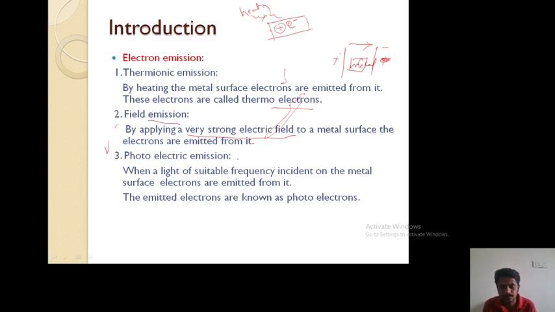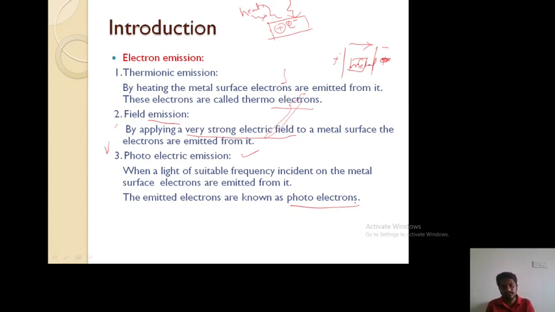And next one is photoelectric emission. In the first process we apply thermal energy, in the second process we apply an electric field, and in the third emission we apply light energy. When light of suitable frequency is incident on the metal surface, electrons can also come out from the metal surface, and the emitted electrons are known as photoelectrons, the electrons emitted due to light energy.